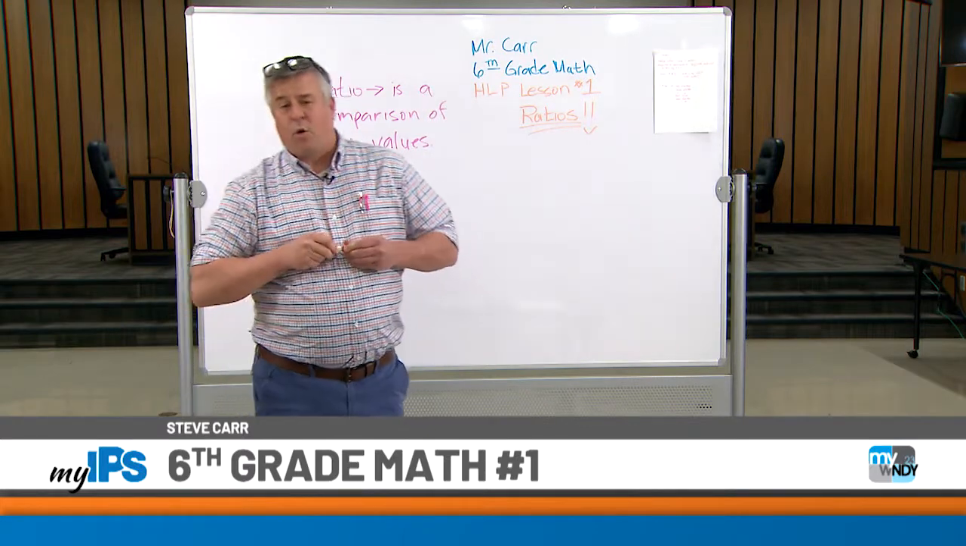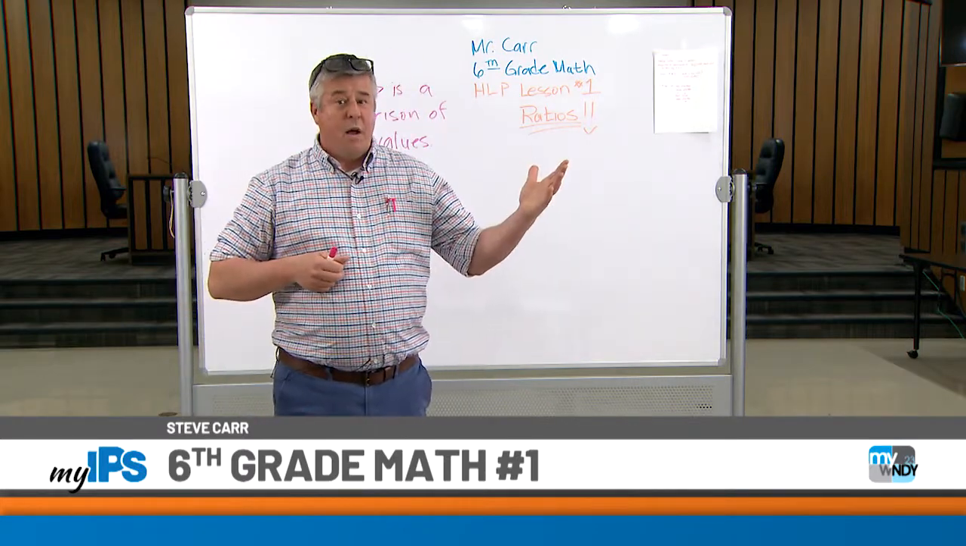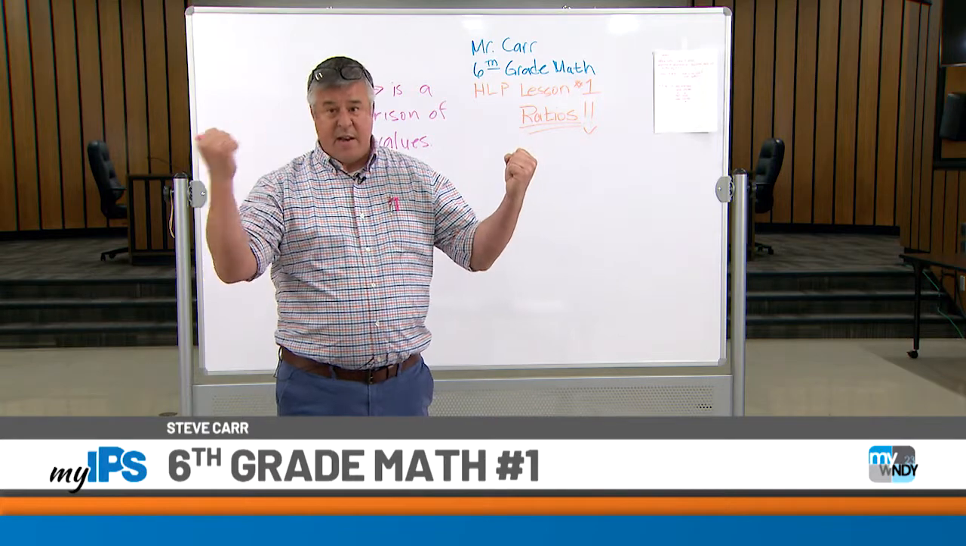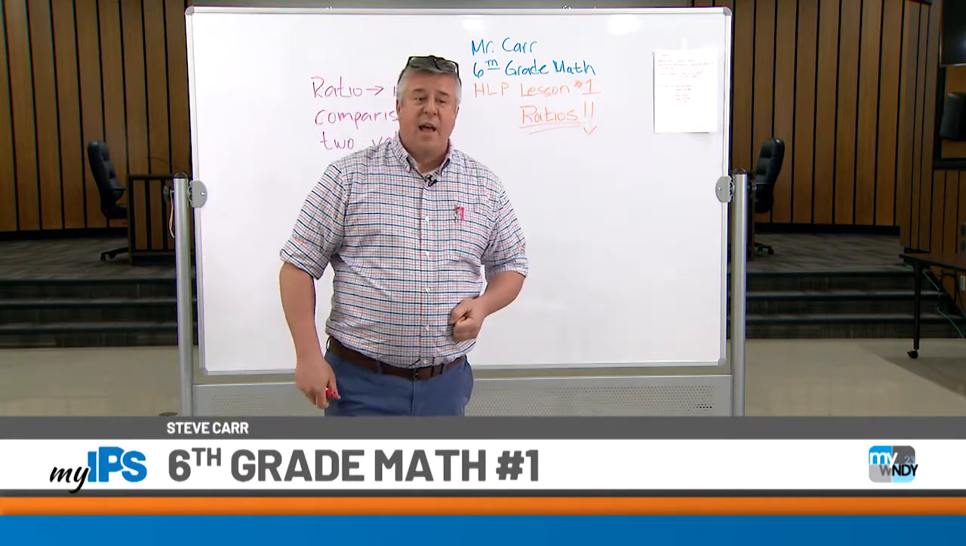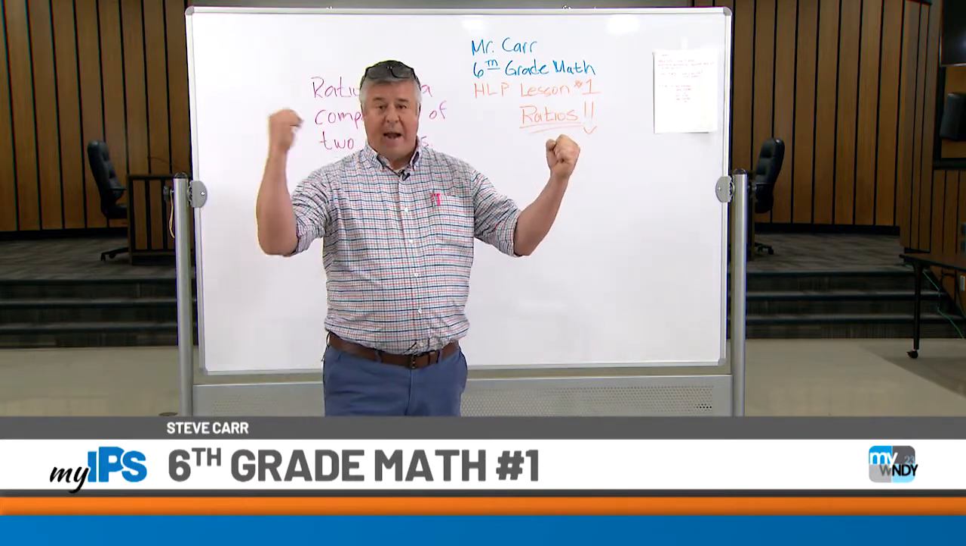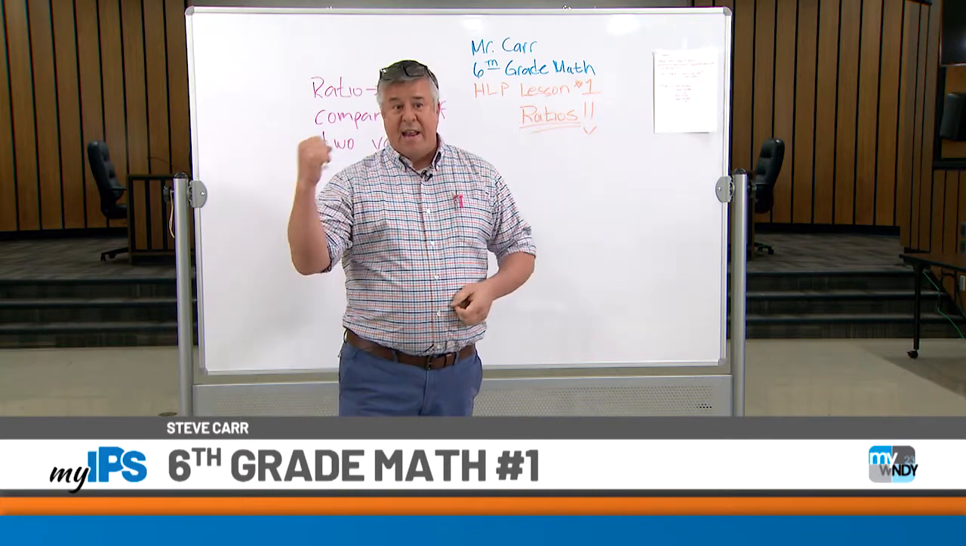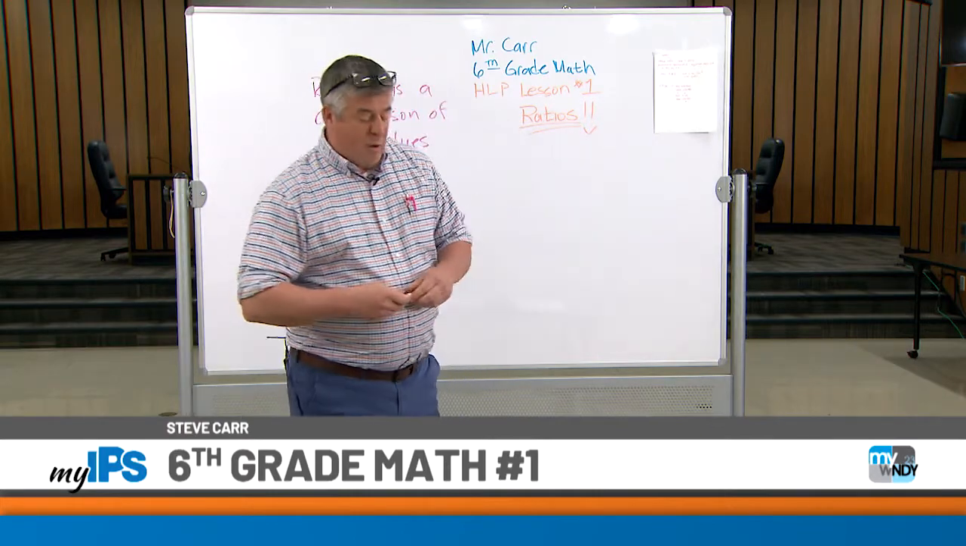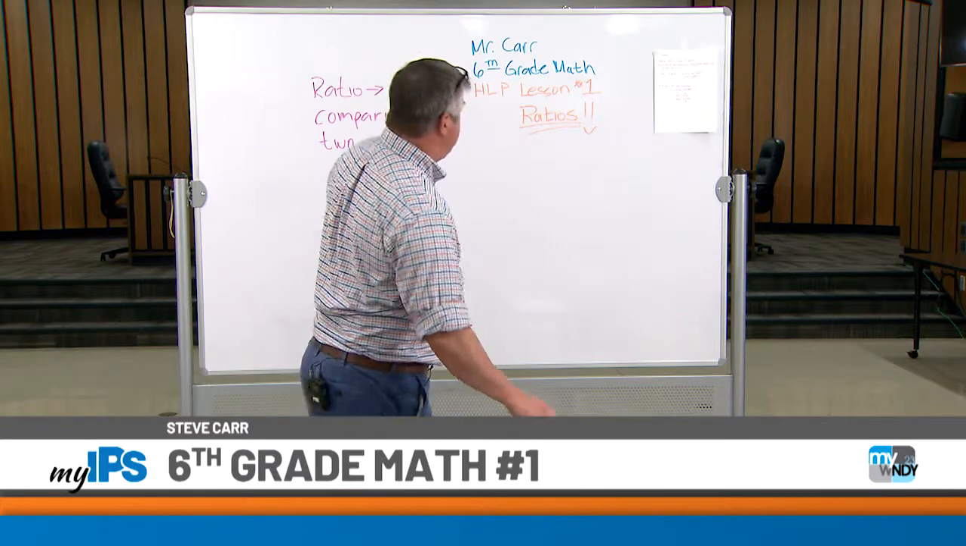You go to the grocery store with mom and bananas are $1 a pound. Pounds of bananas and dollars. You go to the gas station and your car gets miles per gallon. We're comparing miles and gallons. Those are ratios.